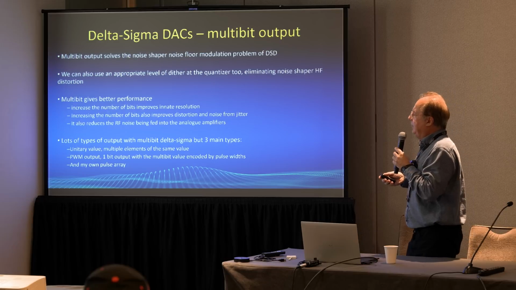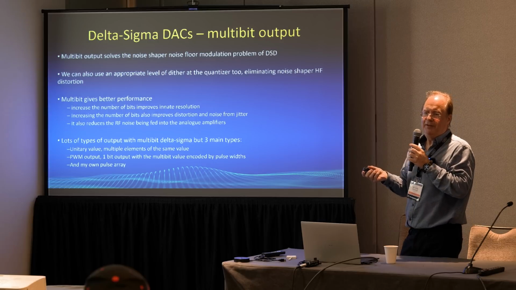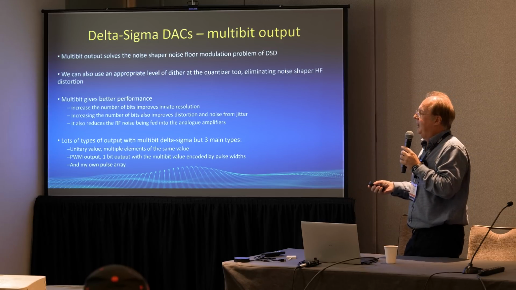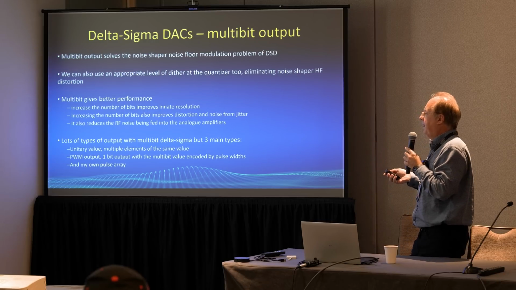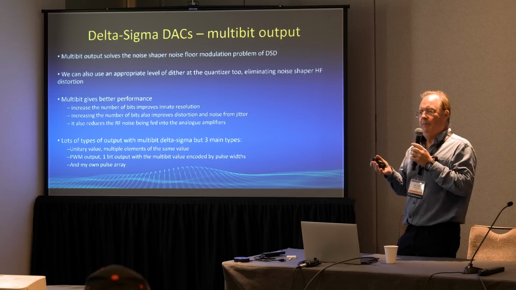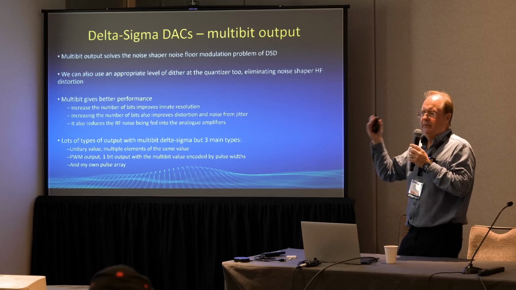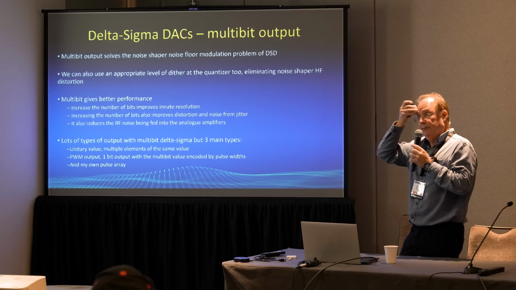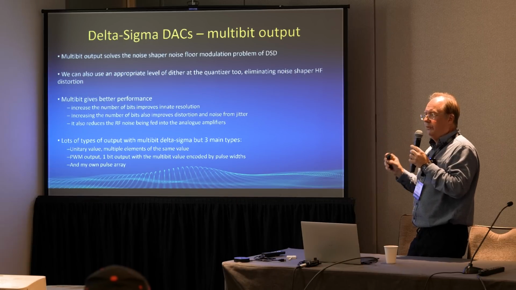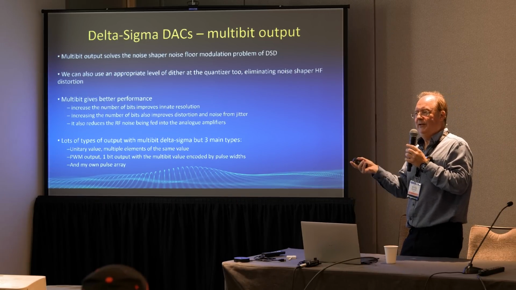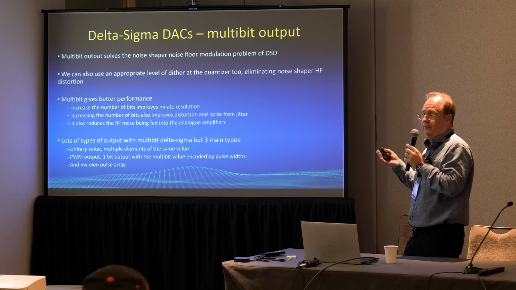Multibit gives better performance because clearly you're increasing the number of bits. If we had a multibit that ran at 32 bits, we wouldn't even need a noise shaper. So increasing the number of bits you've got available will improve your innate resolution. Increasing the number of bits reduces jitter sensitivity. I mentioned earlier about clocks, and my solution to that problem of going from 4 picoseconds to 15 picoseconds was to increase the number of elements within the DAC design. You also reduce the amount of RF noise that's being injected into the analog section. That's important from a distortion point of view. It's also very important from a noise floor modulation point of view.